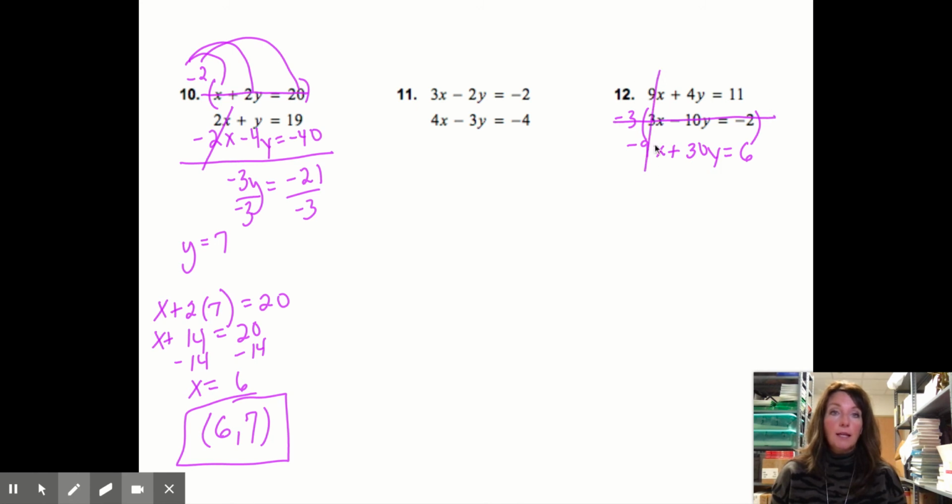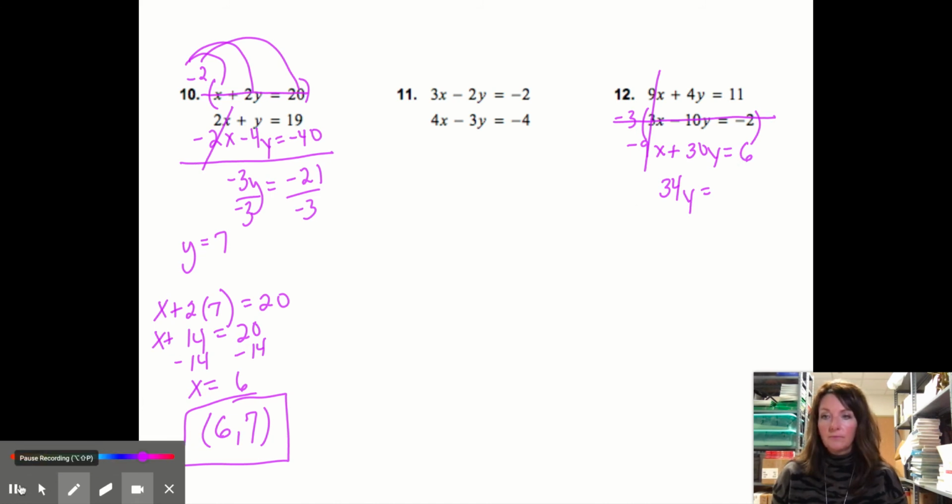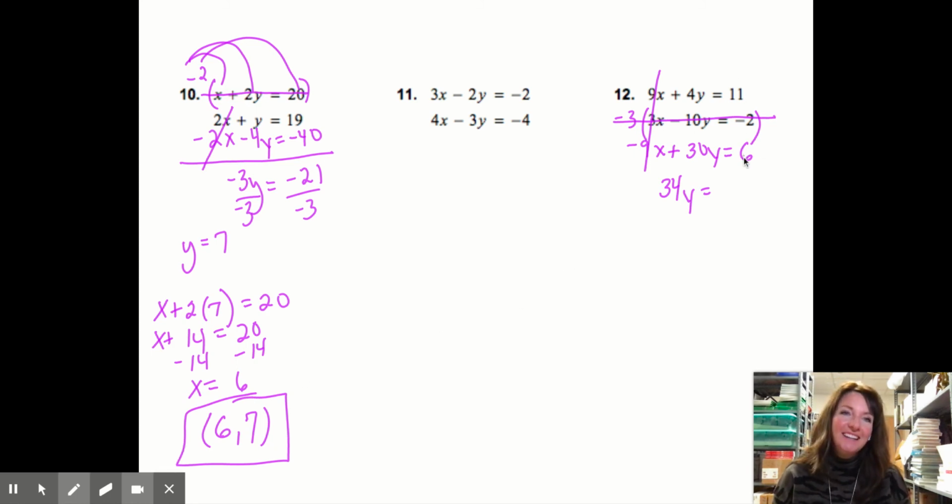Now my x's will cancel. I'll have 34y is equal to 66. No, it will not be. Hold on a minute. I believe I might have just said the word 66 when actually I'm adding these, not multiplying them. That's why it confused me so much. Darn brain. All right, here we go.